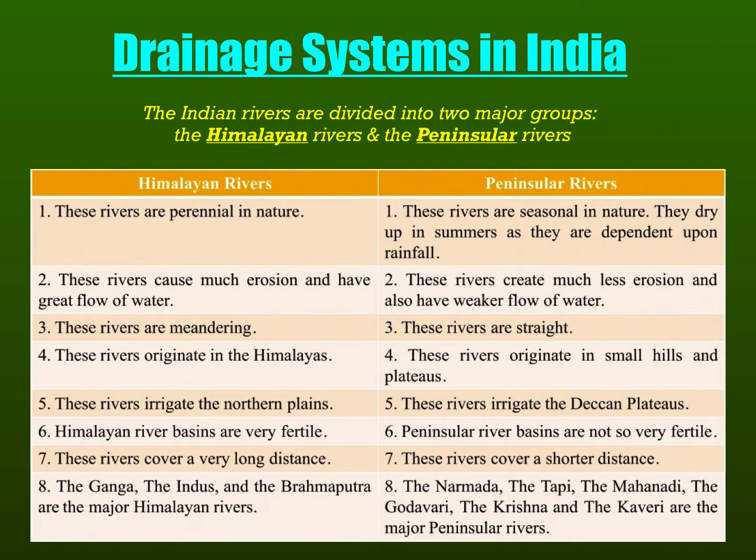Seventh point, the Himalayan rivers cover a very long distance because they are big rivers and long as well, whereas the peninsular rivers cover a shorter distance as compared to Himalayan rivers. Last point, the examples of Himalayan rivers are Ganga, the Indus, and the Brahmaputra, whereas the example of peninsular rivers are Narmada, Tapi, Mahanadi, Godavari, Krishna, and Kaveri.